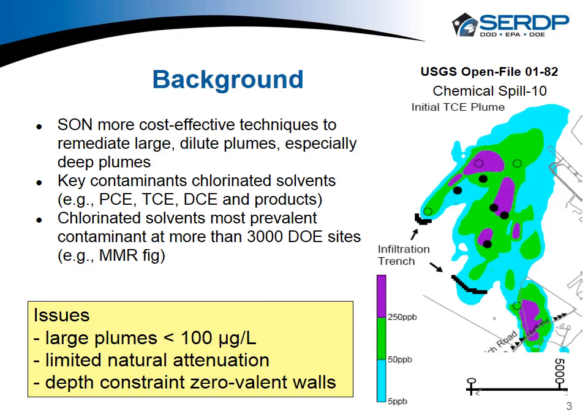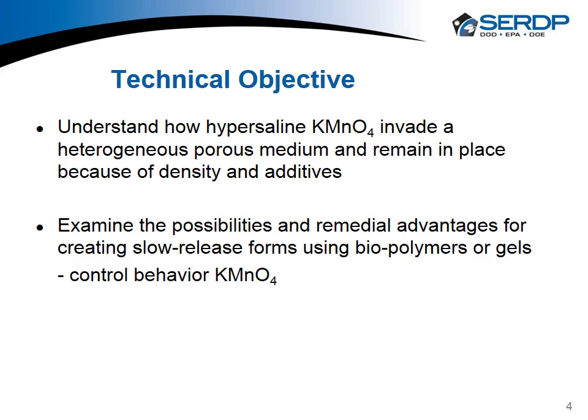Our focus was on large plumes, and the picture at the right is an example of one of these plumes. This is a plume of chlorinated solvents present at the former Otis Air Force Base. The particular focus was on plumes that tend to be deeper, where other remedial technologies such as zero-valent iron walls, for example, wouldn't be that useful.